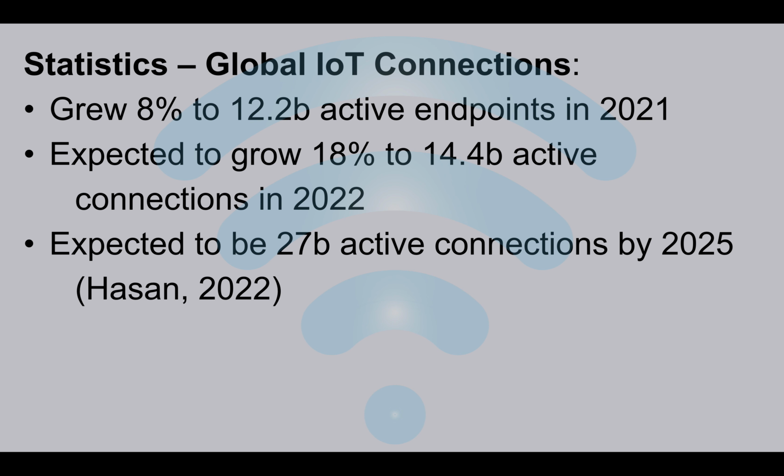Here are some statistics about the global Internet of Things connections, like the number of devices and things that are connected globally. It grew 8% to 12.2 billion active endpoints in 2021. An endpoint is one of the devices. It's expected to grow 18% to 14.4 billion active connections in 2022. And in 2025, it's expected to be 27 billion active connections. So as you can see, it's growing pretty quickly. And again, as more smart devices are connected, as internet connectivity gets better and better, it's only going to grow.